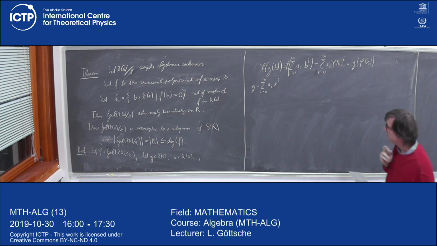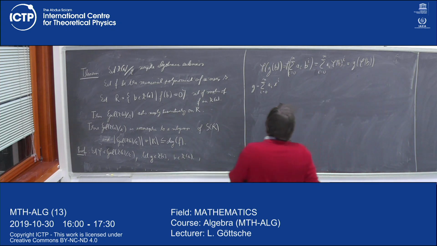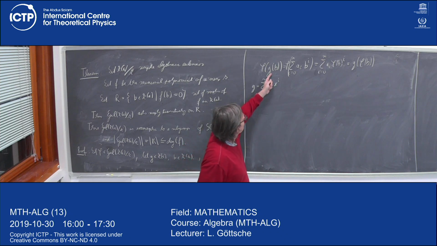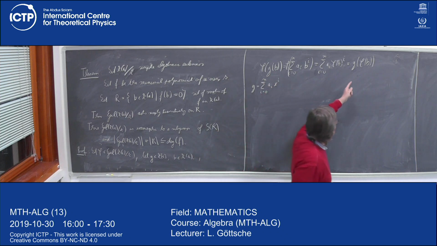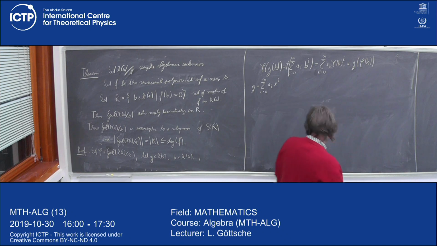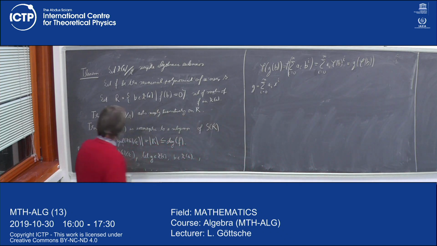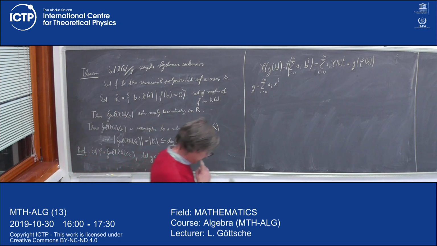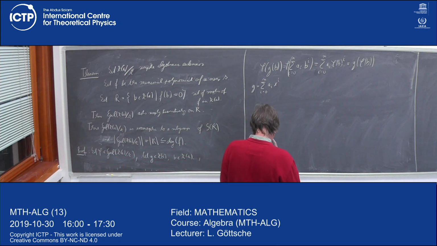Okay? So that means we can pull phi in and out of the polynomial. So in particular, if g of b was equal to 0, then g of phi of b is also 0. So in particular, if we now apply this to our minimal polynomial f, you see that it sends the zeros to the zeros.